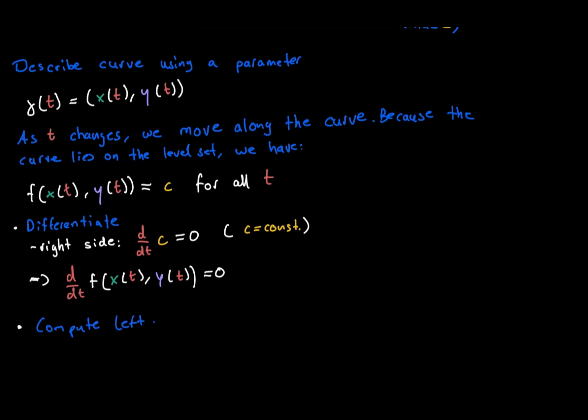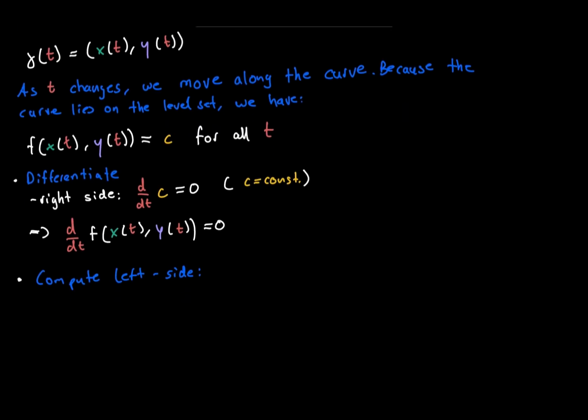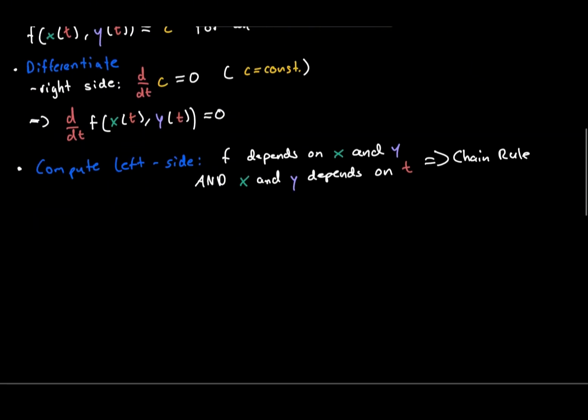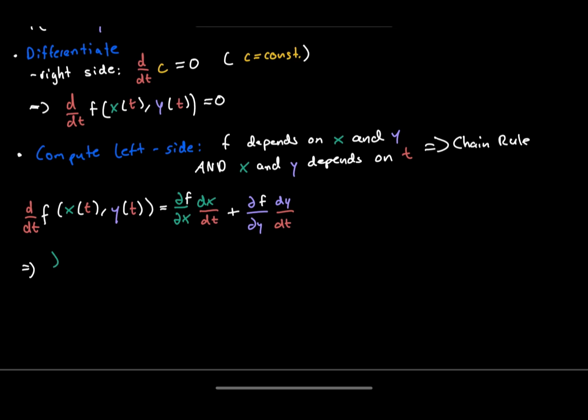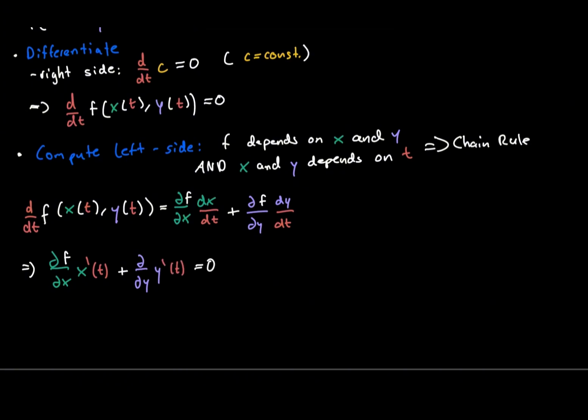Now we compute the left-hand side. The function depends on x and y, and both depend on t. So we apply the chain rule. Step by step, this gives partial f with respect to x times x prime of t plus partial f with respect to y times y prime of t. So the equation becomes f sub x times x prime plus f sub y times y prime equals 0.